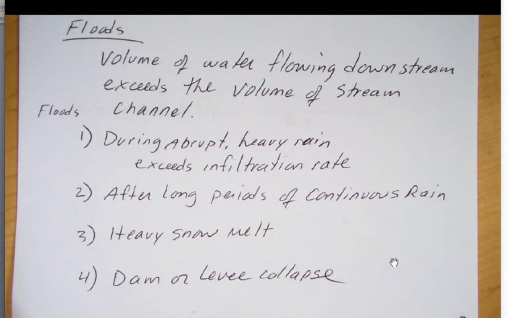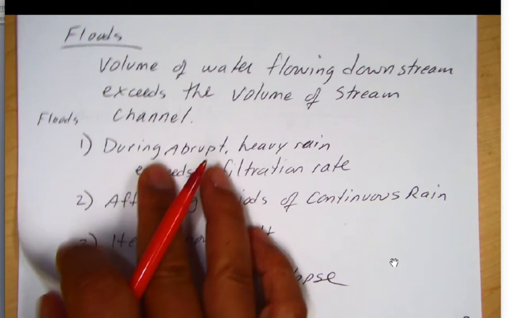Now, floods, how do they occur? Well, they occur during abrupt heavy rains where the rainfall will exceed the infiltration rate. So in other words, there's no percolation. Or maybe there's a long period of continuous rain, which can lead to floods. If there's a sudden heavy snowmelt in a short duration, and obviously if there's a break in a dam or a levee, that can cause flooding.